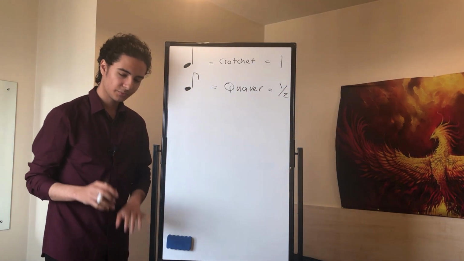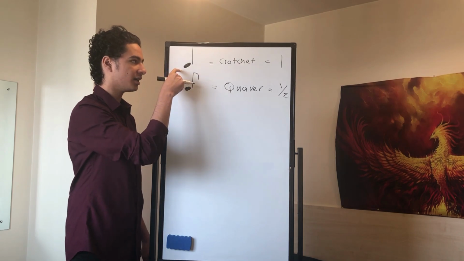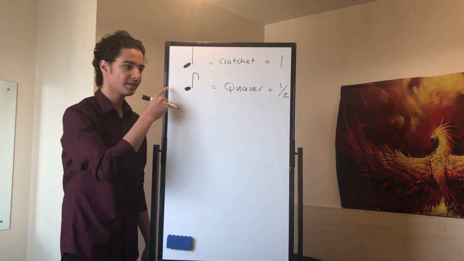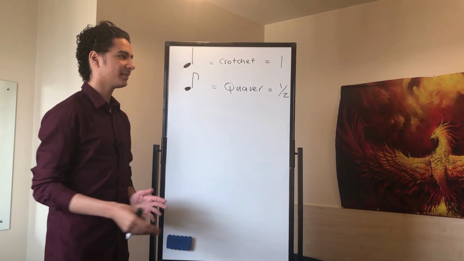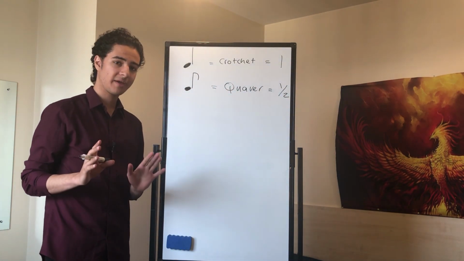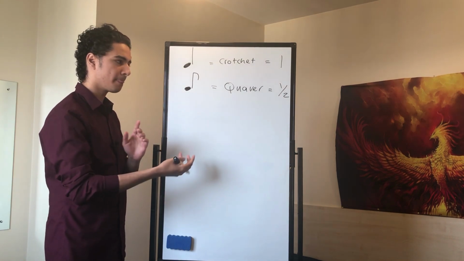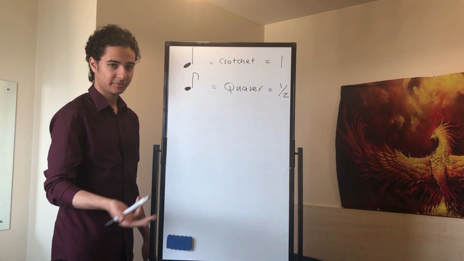Okay, which means it would take 2 quavers to match up to the value of 1 crotchet, because if a quaver is half, obviously you need 2 halves to make up a whole, which is the 1. So far we have crotchet and we have quaver, very similar, except that we've got this tail which separates them.